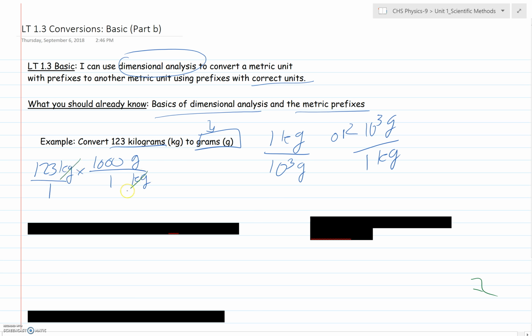And then we can cross out our units. So I got kilograms on the top, kilograms on the bottom. They go away. I'm left with grams, which is what I want. And then I multiply it straight across, and then I divide at the end. So 123 times 1,000 is 123,000, and 1 times 1 is just 1. So in the end, I end up with 123,000 grams, and that would be my answer. Now I can always double check, because 123 kilograms I know is a lot of grams, right? So that's why we end up with a large amount of grams here.